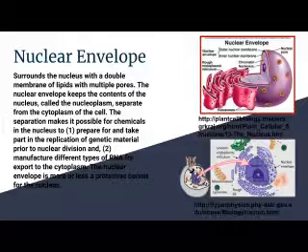It surrounds the nucleus with a double membrane of lipids with multiple pores. The nuclear envelope keeps the contents of the nucleus, called the nucleoplasm, separate from the cytoplasm of the cell. The separation makes it possible for chemicals in the nucleus to 1. prepare for and take part in replication of genetic material prior to nuclear division, and 2. manufacture different types of RNA for export to cytoplasm. The nuclear envelope is more or less a protective barrier for the nucleus.